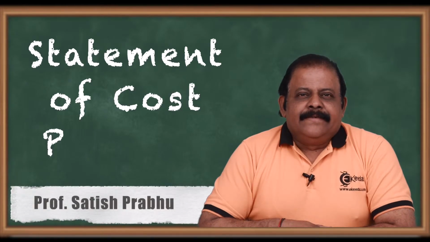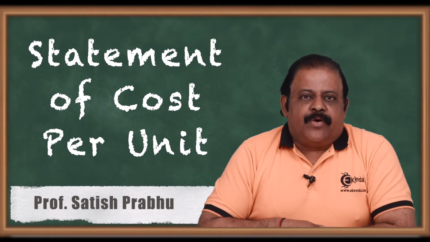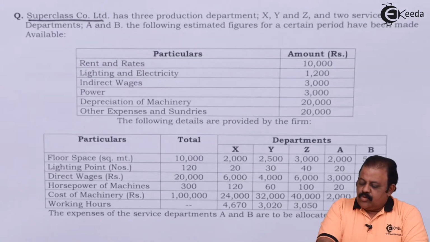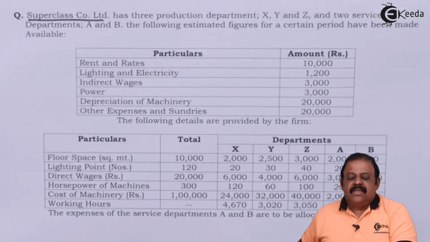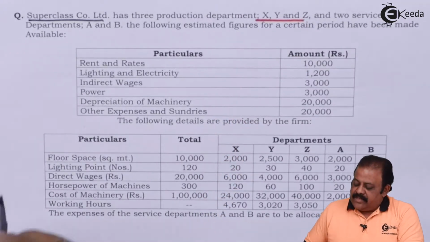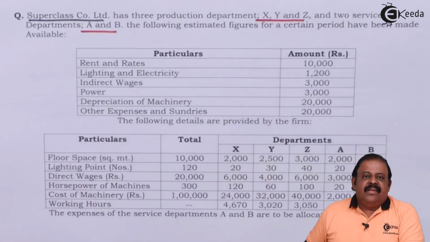Hello friends. Today we'll discuss one question where we are required to do primary distribution, secondary distribution of overheads, as well as find out cost per unit of the product. Let us read this question. Super Class Company Limited has three production departments, X, Y, and Z, and two service departments, A and B. The following estimated figures for a certain period have been made available.